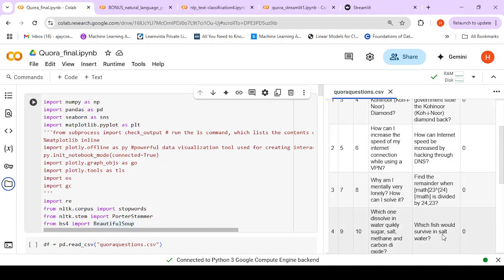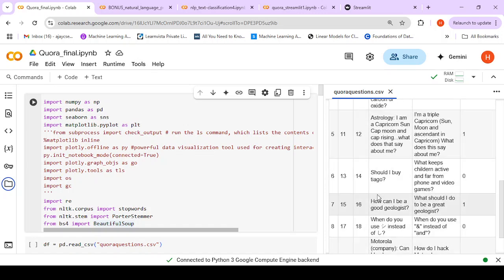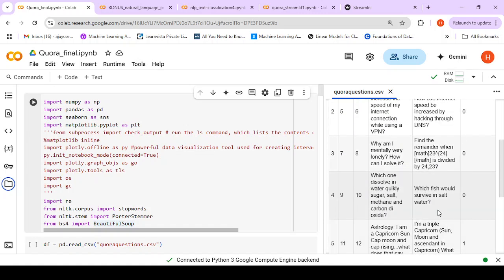So like this, whatever are the duplicate questions, like a good geologist and a great geologist, that is taken as a 1. Wherever the questions are not similar, those are taken as 0. So this is the data set.